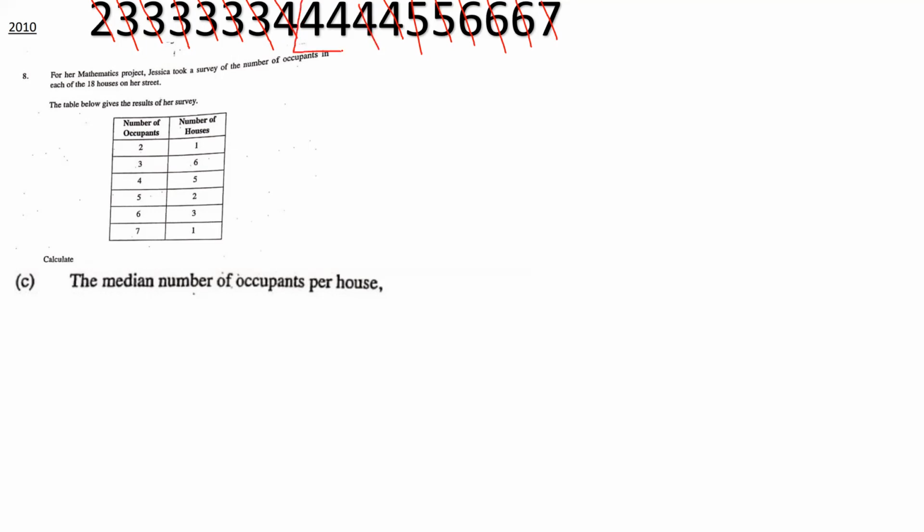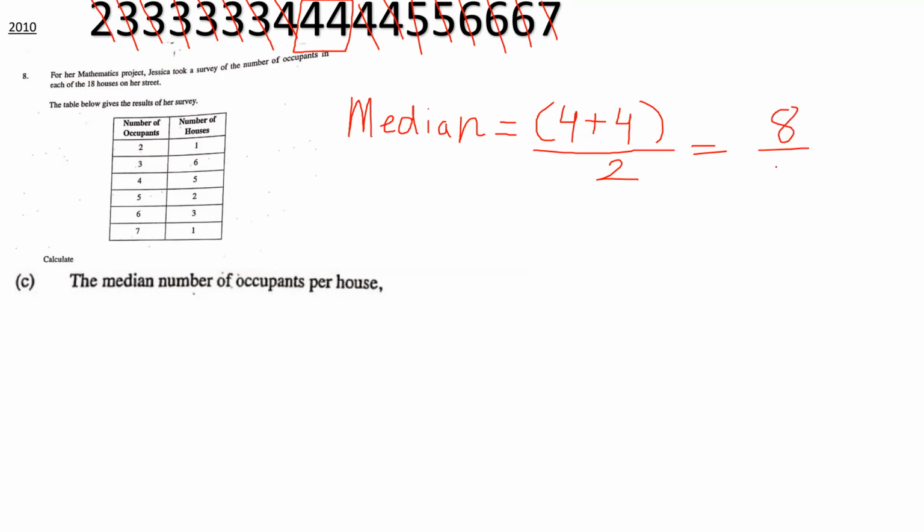And so we're going to add them up because we have two in the middle, right? And so the median, whenever you have 2 numbers in the middle, you add them and divide by 2. So the median is going to be 4 plus 4, all over 2. 4 plus 4, which is what? 8. And then we divide that by 2, so it's going to be 4. And so the median is definitely 4.